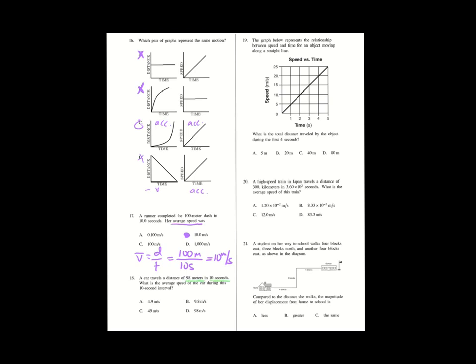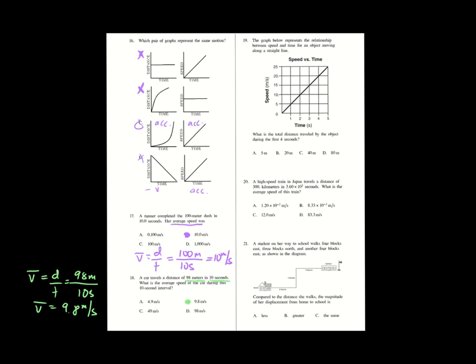Number 18. A car travels a distance of 98 meters in 10 seconds. What is the average speed of the car during this 10-second interval? So once again, 98 meters in 10 seconds. That is 9.8 meters per second. Choice B.